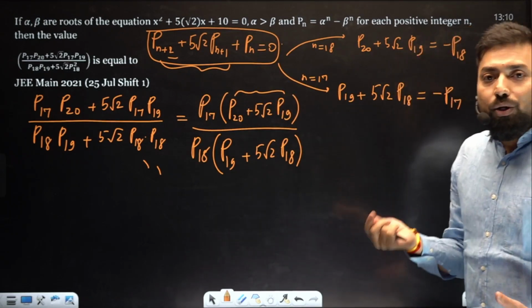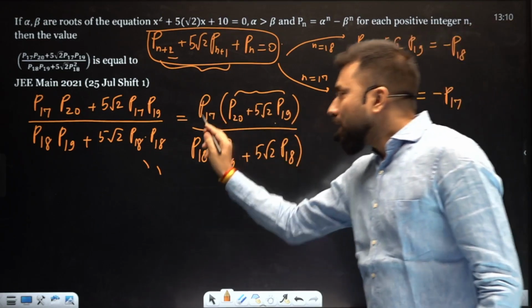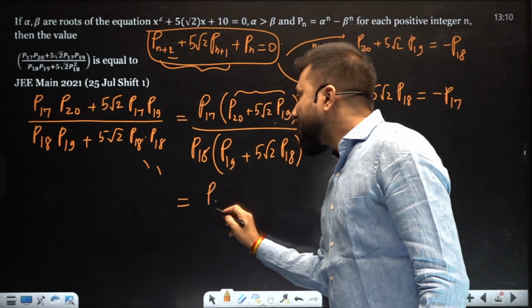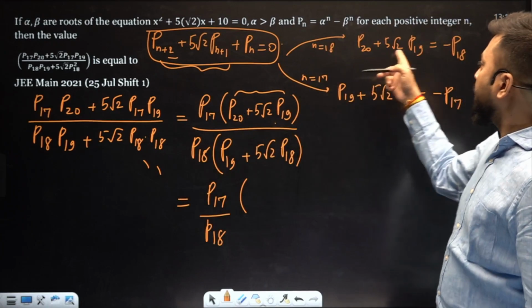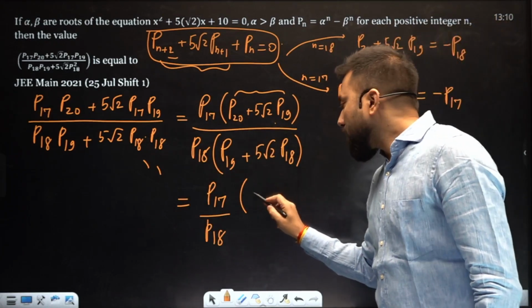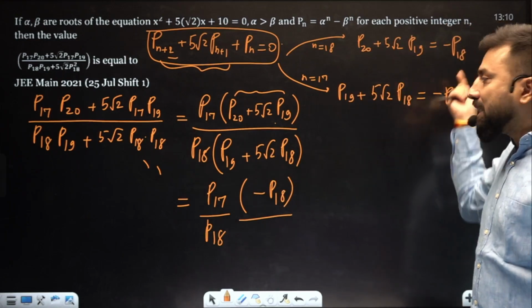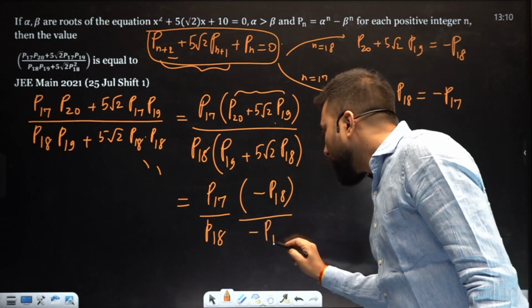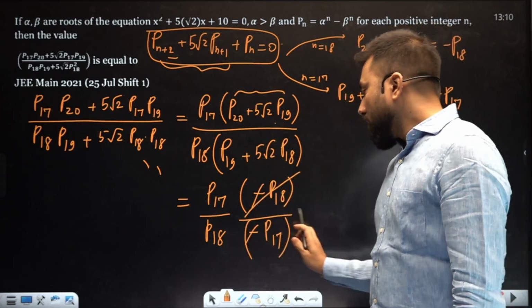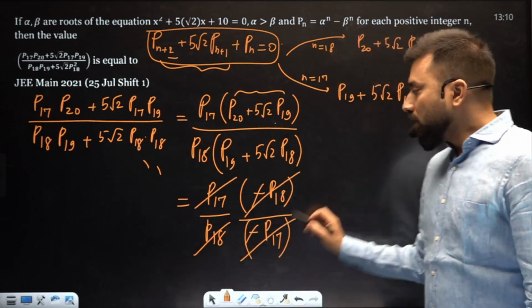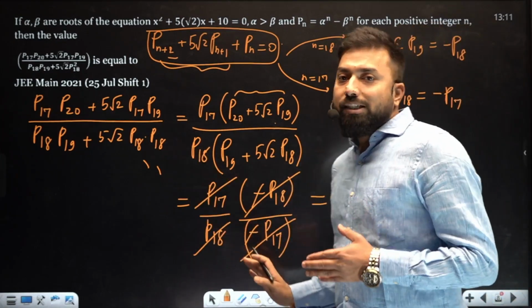Now what I'll do is I'll just substitute the values of these two from here, right? So this expression becomes P17 by P18, and this value is minus P18, and this value is minus P17, right? So minus minus gets cancelled. P17, P18, everything gets cancelled, so we are left with 1. Okay, so the answer of this particular question is 1.